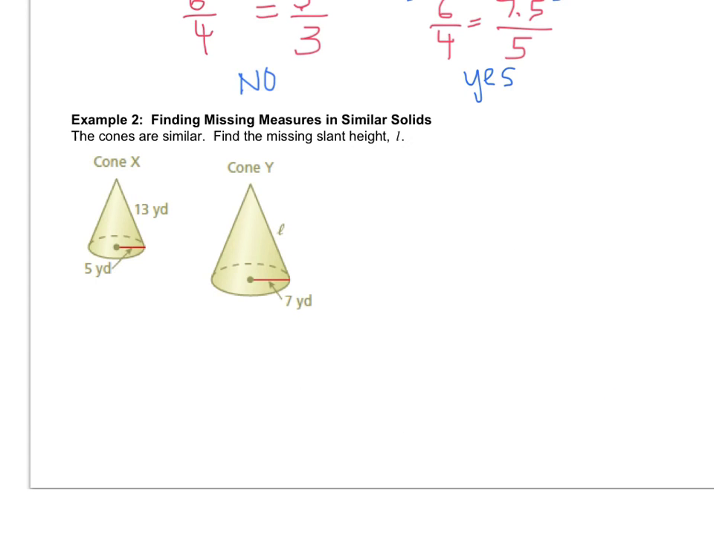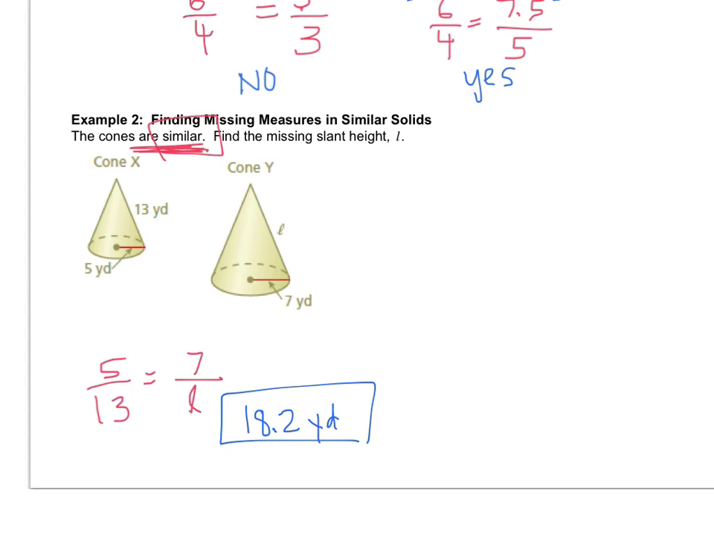Now we have a missing measurement, but the technique is the same. Since they're telling us that they're similar, we know we can make a proportion. That's the key word for proportion: similar. So let's set up a proportion, 5 over 13, and you have to match up the corresponding side lengths or dimensions. So 5 matches with 7, and 13 matches with this script L. That's a script letter L. So pause the video and solve. Hopefully it didn't take you long to calculate that. It's 18.2, and we're talking yards, so that's our answer.